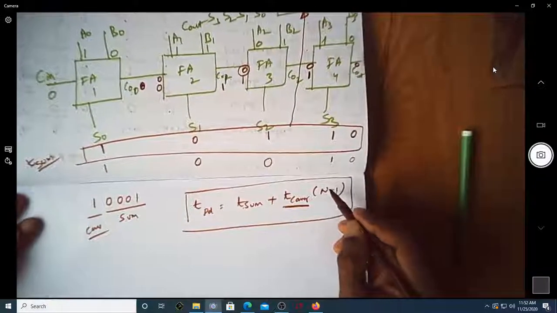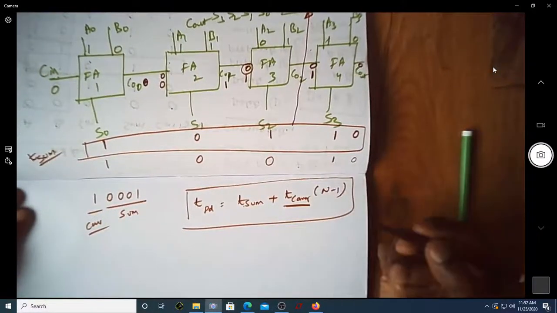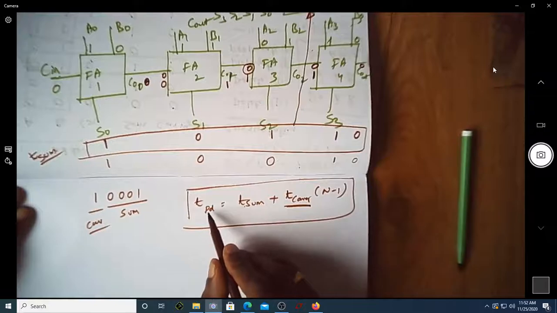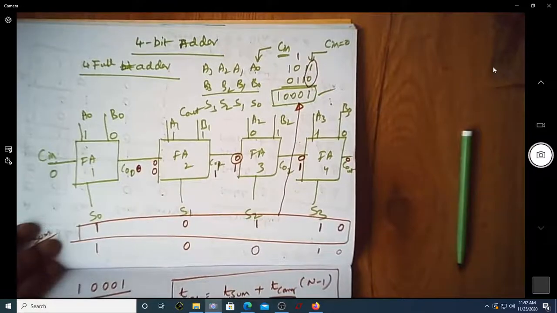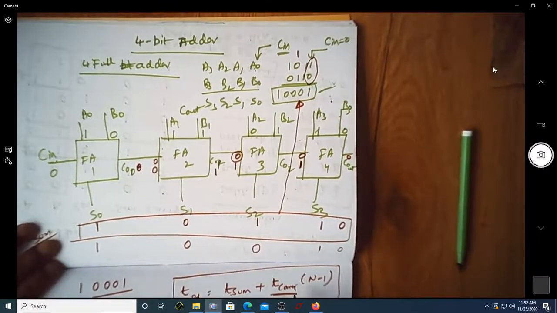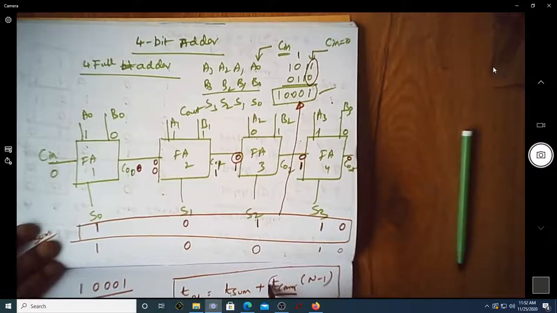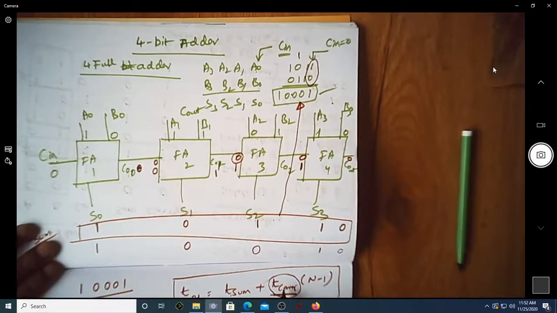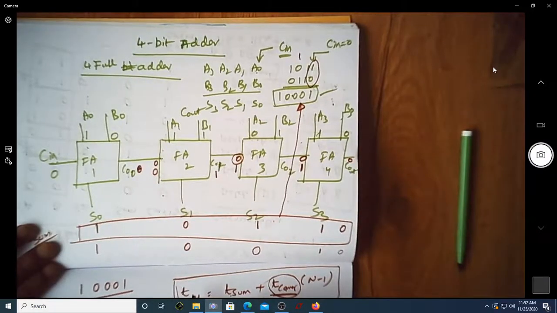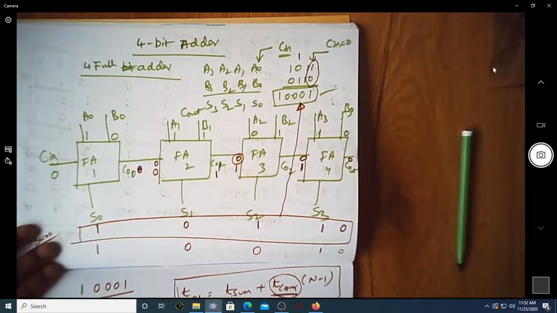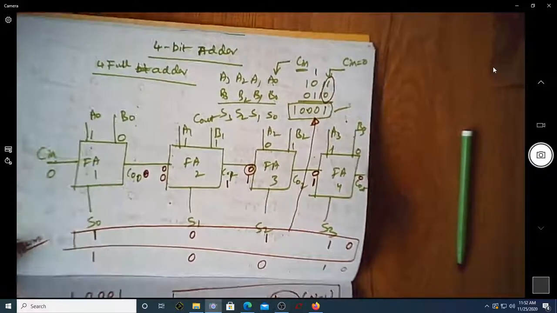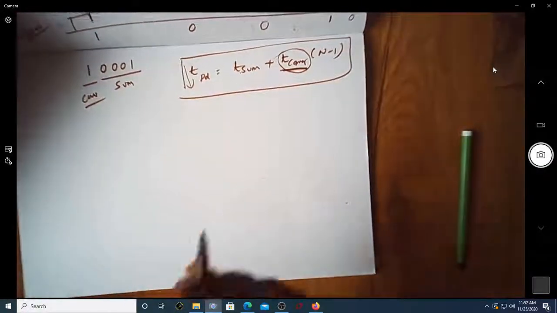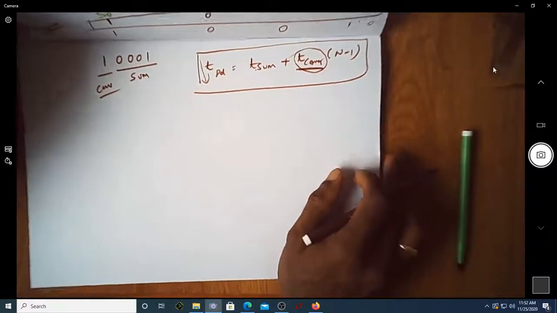Suppose the number of bits increases more and more, then the overall delay of your entire full adder network is going to increase. So if we want to reduce the propagation delay of this full adder, we have to ensure that this t carry is reduced. If t carry gets reduced, then the overall propagation delay of the adder will reduce. So we have to always somehow reduce the value of this t carry. Let us see how this t carry can be reduced.